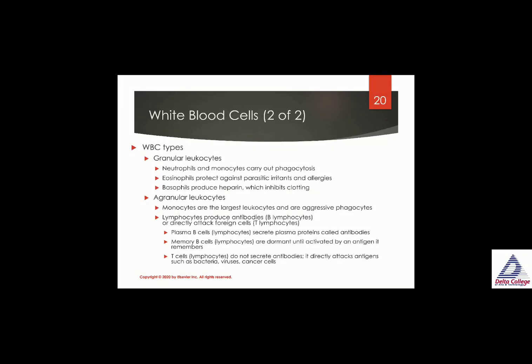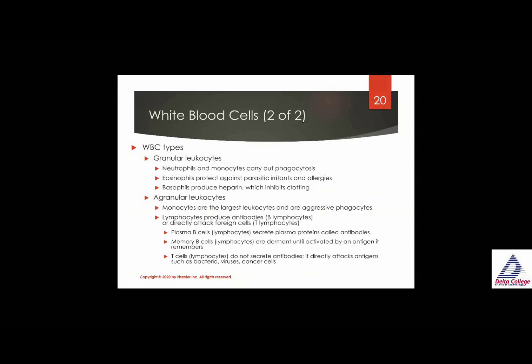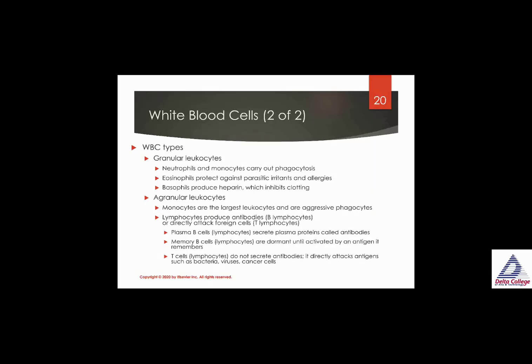Now, white blood cells. We have granular, which are neutrophils, eosinophils, and basophils. Neutrophils and monocytes carry out phagocytosis. Eosinophils protect against parasitic irritants and allergies. Basophils produce heparin, which inhibits clotting. And then agranular leukocytes, which are monocytes. These are the largest of the leukocytes. They're very aggressive phagocytes. Remember, they're Pac-Man cells.